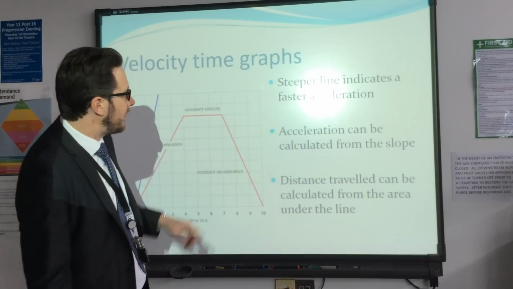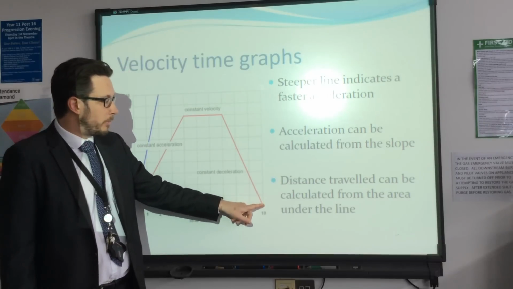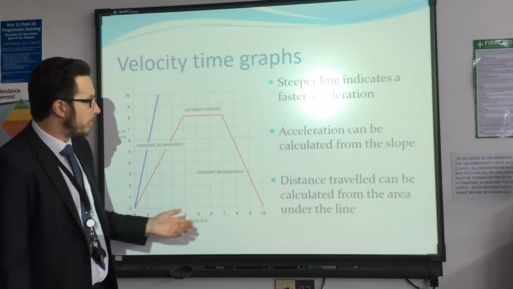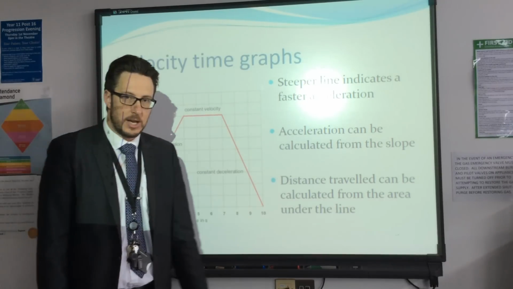Something I'd have to bear in mind for the deceleration though, because it's gone from 8 to 0, that would be 0 minus 8, which gives us minus 8 divided by 3. We should get a negative acceleration because it's decelerating.